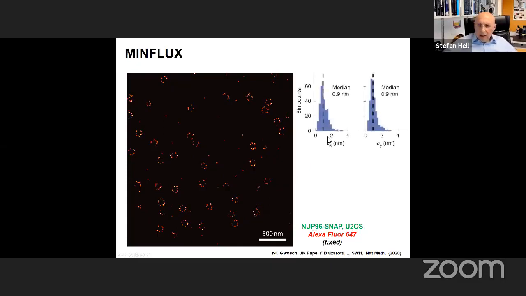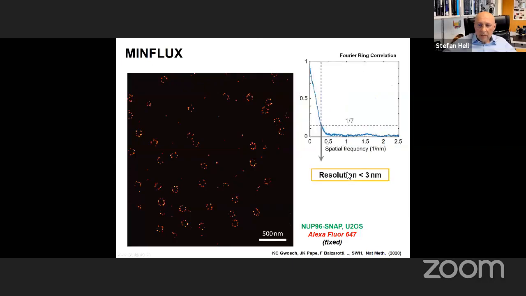And then we thought, oh, wow, the localization that we get here on this nuclear pore complex, Nup96 in this case, is really good. The median localization precision was 0.9 nanometer, and that is a very conservative estimate. So of course the resolution would be something of that order if the molecules can be switched individually. That's very clear.